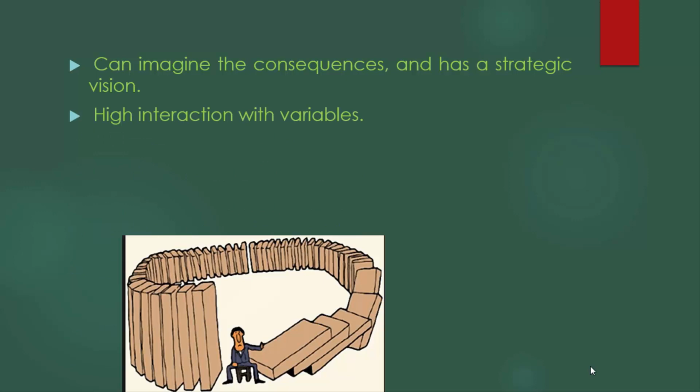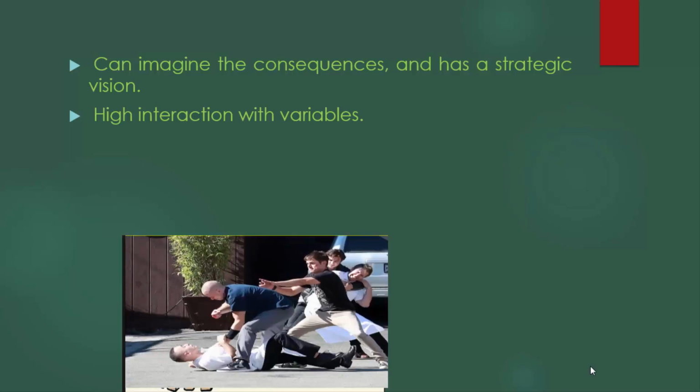High interaction with variables. If you see him waiting for somebody and something suddenly happens, you will find him in high interaction with variables, and it may lead to a fight, because he can change his mood very quickly.